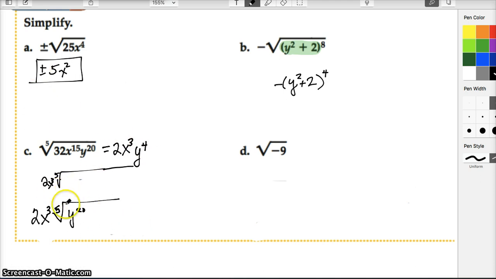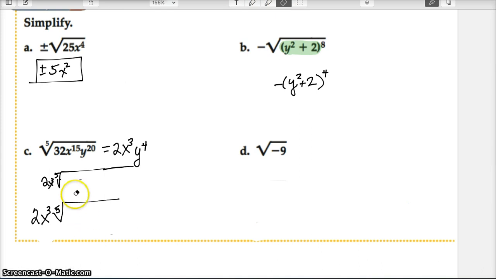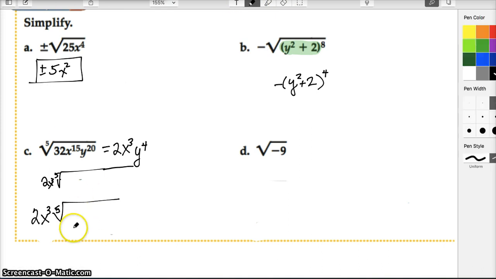And I can explain this in greater detail if you'd like. If you're like, I'm not sure, this looks like witchcraft, lady, I don't know what's happening, I can write out 20 y's, right? Imagine me writing out 20 y's and then grouping them in groups of 5, which is basically taking 20 divided by 5.